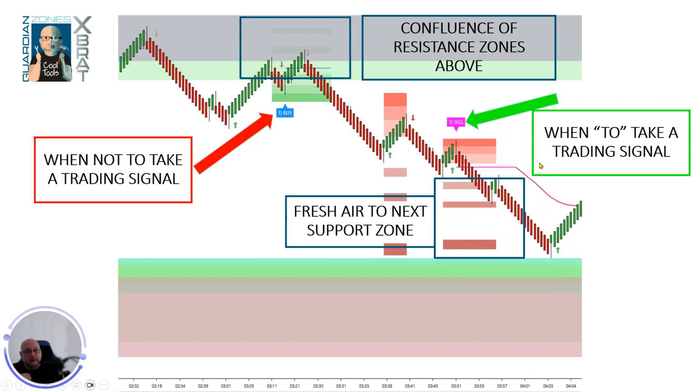However, when we get a sell signal here, in this case, on the slingshot, we've got lots of fresh air to the next support zone. All three targets for this particular signal are in fresh air. So this is the reason to take that trade, okay? Because we're trading into fresh air. The first one, we're actually trading into a lot of trouble.